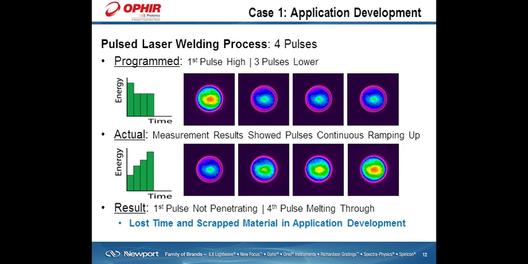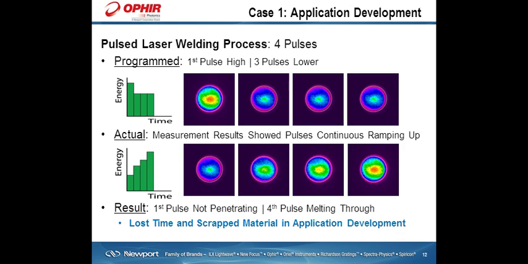In this particular case, we have a pulsed laser welding process that consisted of 4 pulses. Okay, so don't care about the customer name, don't care about the industry, don't care about the laser source. Here's the application. We need 4 pulses at the material. So what was programmed looks something like this. 1 pulse that was initially high, and 3 pulses at a lower energy, okay? So you see at the left there a graph over time. You see a high energy pulse and 3 lower energy pulses, and then the corresponding beam profiles. These are what the beam profiles may have looked like, something representative of this.